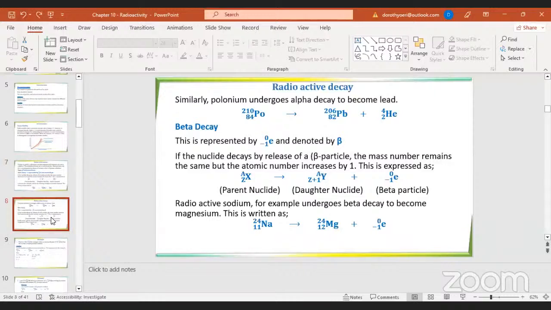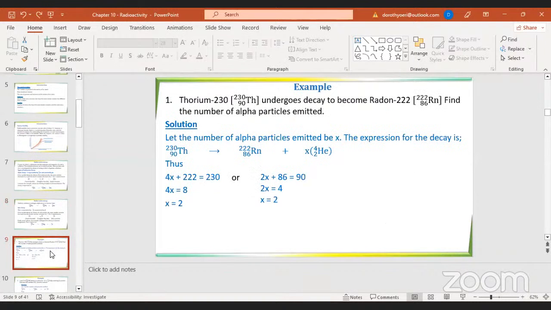So I was saying for gamma radiations, when gamma radiations are emitted, because they only release energy, there will be no change in the mass number A or atomic number Z of the parent nuclide. It remains the same. That is, the atomic number and the mass number remain the same for gamma radiation. Now we have that example there. Let's look at that example.